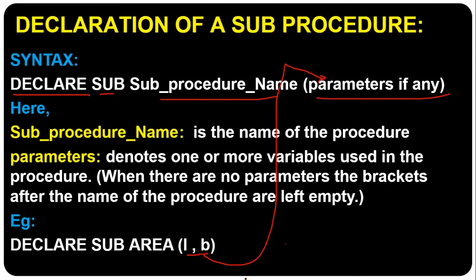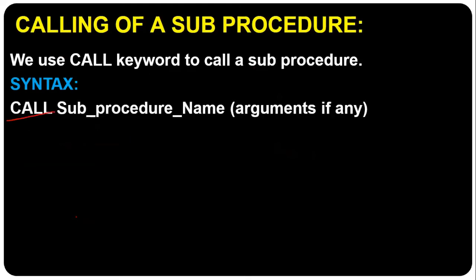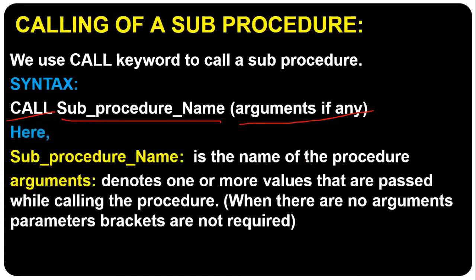Let's move towards the next slide, which is calling of a sub procedure. First is declaration, then it is calling, which is done like this. We use the call keyword to call a sub procedure. We write call, then the name of the sub procedure, then the arguments. If there are parameters, then obviously there will be arguments, and whatever arguments we send while calling will get stored in the parameters. There is nothing new over here.